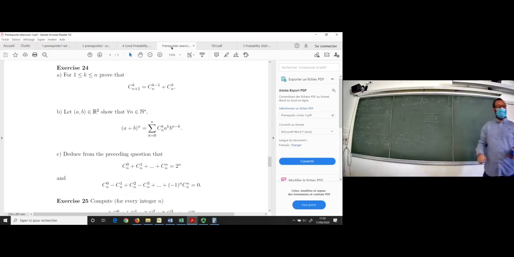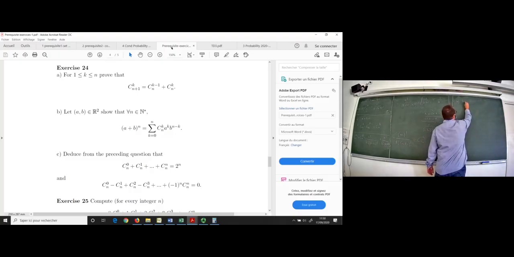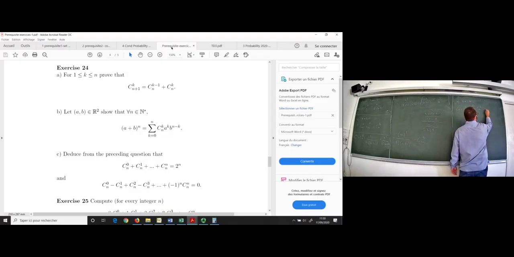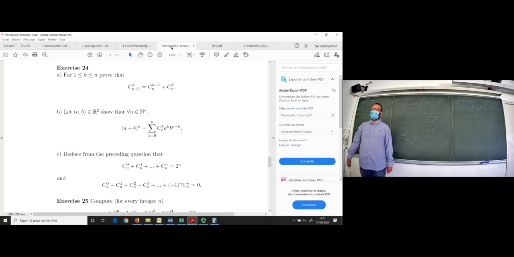The second question, that I won't have the time to finish today but I will start by the next session, okay, is to prove that for all n belonging to N, (a plus b) to the power n is equal to the sum from k equal to 0 to n of C(n,k), the C(n,k) being this one, okay, times a to the power k, b to the power n minus k. That's what I want you to do.